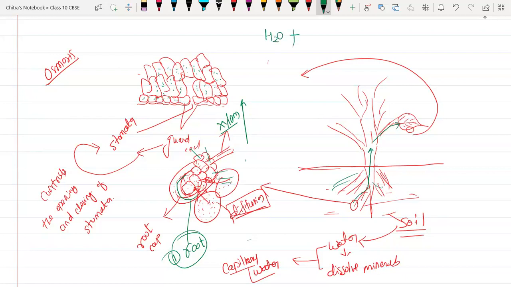Now see these stomata and guard cells. They open and close the stomata as per the requirement. When the stomata opens, oxygen is released and carbon dioxide gas is absorbed here. What is the percentage of carbon dioxide in our atmosphere?